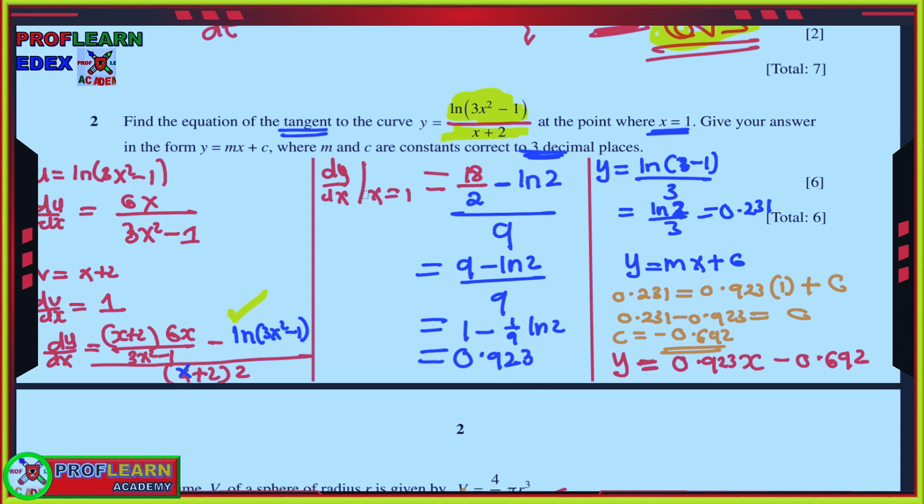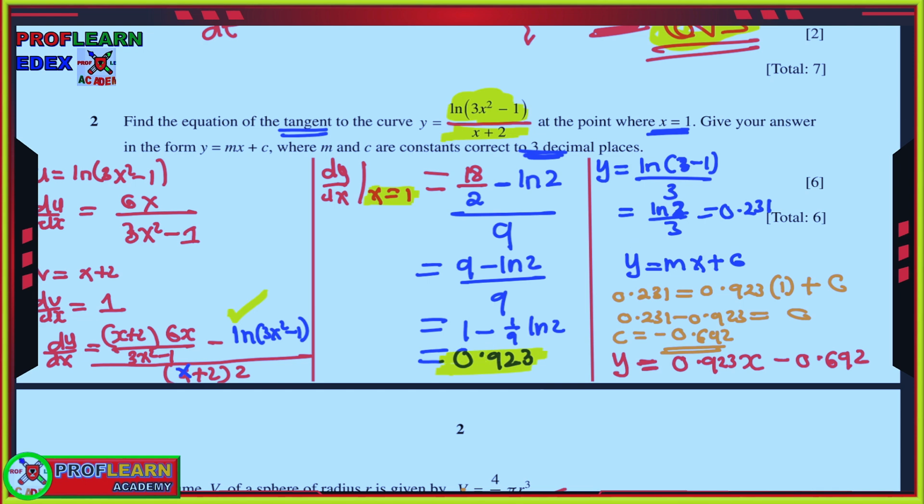Then in dy/dx you substitute x equals 1 so that we can get what the gradient is. Remember, the gradient of the tangent is equal to the gradient of the curve. The gradient of the curve is equal to the gradient of the tangent at that point. So if you work out the gradient of the curve at x equals 1, it is going to be 0.923, and that is the same gradient as the tangent.